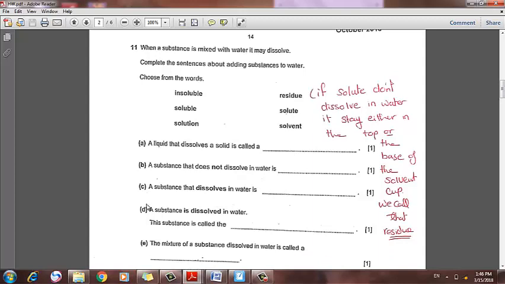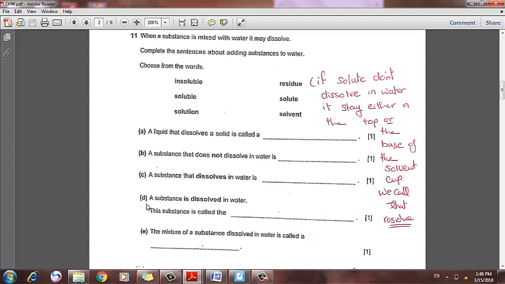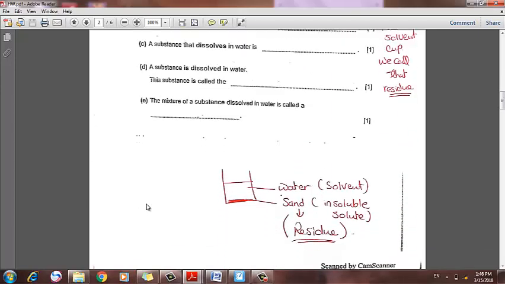When a substance is mixed with water, it may dissolve. Complete the sentence about adding substances to water. Choose from the words insoluble, soluble, solution, residue, solute, and solvent. I told you that residue means if solute does not dissolve in water, it stays either on the top or the base of the solvent cup. We call that residue. For example, if I try to dissolve sand in water, sand will not dissolve, it will just stay at the bottom. We call this residue.